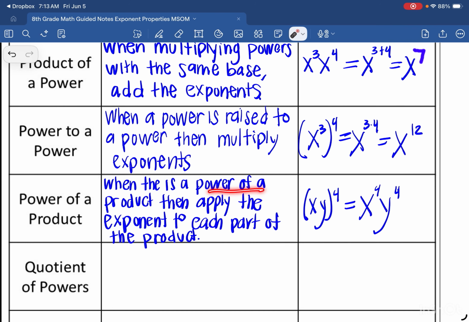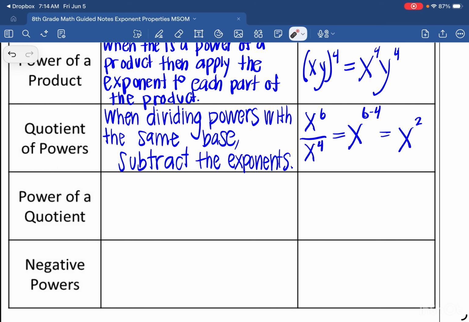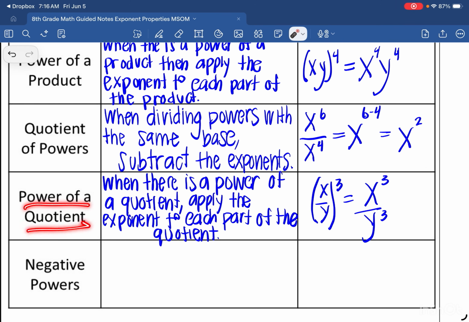When there is a power of a product, then apply the exponent to each part of the product. So I have x times y to the 4th. That is the same as x to the 4th times y to the 4th. Quotient of powers. When dividing powers with the same base, subtract the exponents. X to the 6th over x to the 4th is the same as x to the 6 minus 4, which equals x squared.